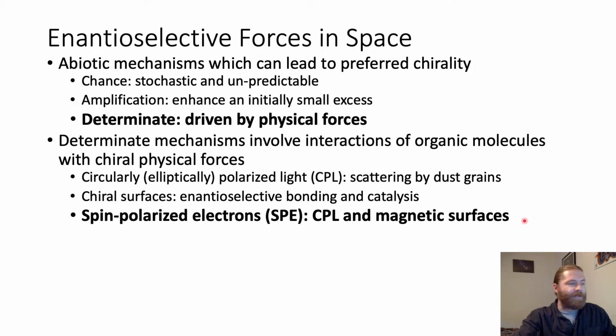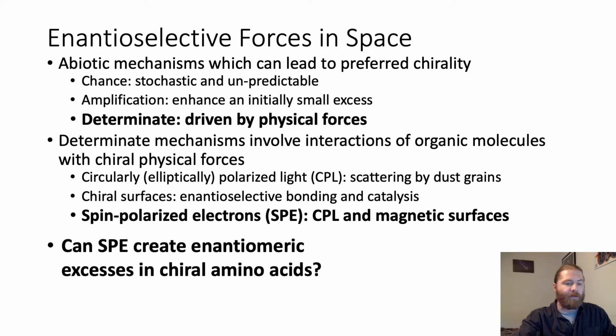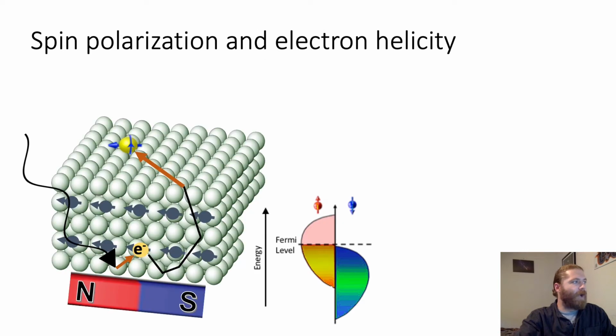A third mechanism which we are exploring in the current work is interactions of spin polarized electrons with chiral molecules. So the question that we're asking is, can spin polarized electrons create enantiomeric excesses within populations of chiral amino acids? First, we'll talk a little bit about where we can expect these spin polarized electrons to come from. What we're doing is looking at the ejection of these spin polarized electrons from a magnetized surface.